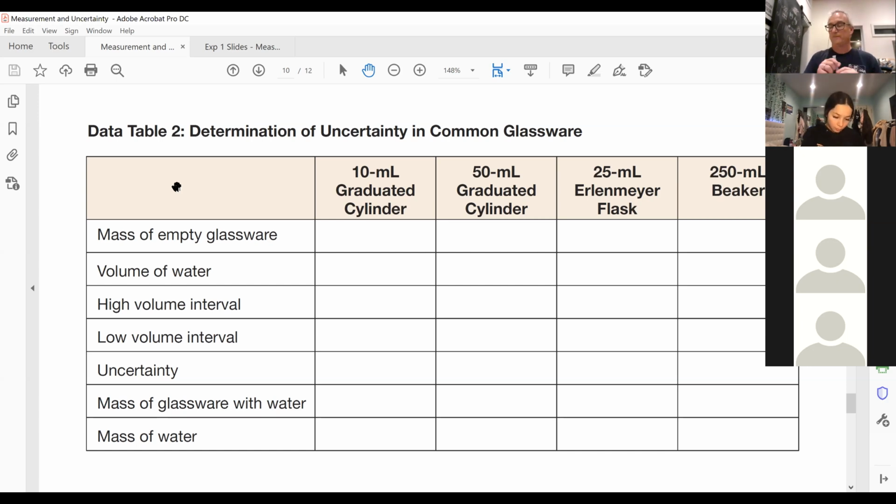But if you don't think you could measure it that accurately, then maybe it's going to be a little bit more. But it shouldn't be much more than 2 to 4%. And then it should go way up by the time you get to the beaker. Your beaker should be uncertain as hell.